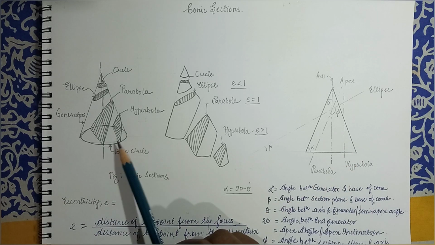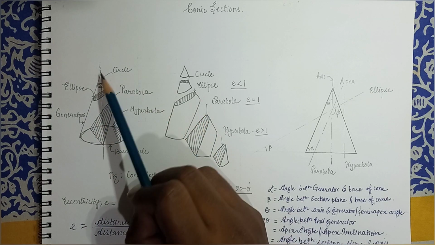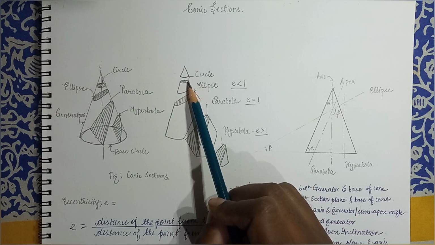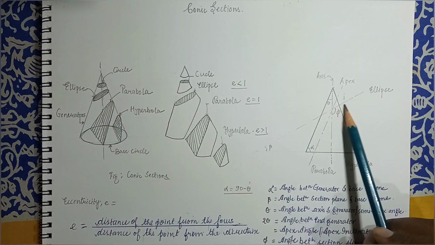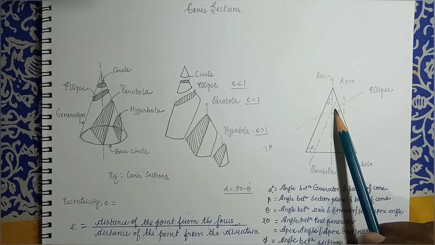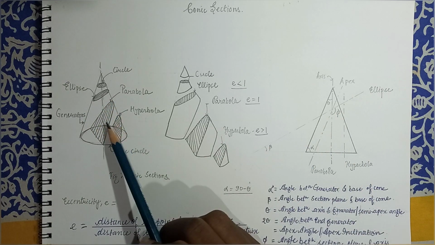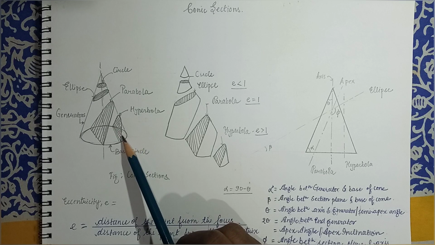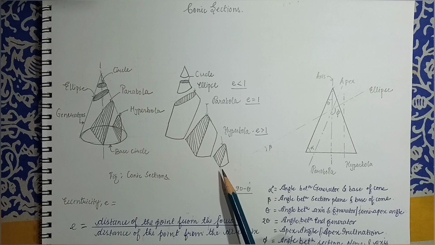So here in this figure you can see when the top apex is removed and the observer is looking from the top, in the top view the circle will be visible. Here it is cutting all the generators and the section plane is inclined, making a certain angle, we'll see later on. In that case you get an ellipse. In a different fashion, when the section plane is parallel to the generator, you get a parabola, and hyperbola likewise, right? So these are the various sections that you obtain.